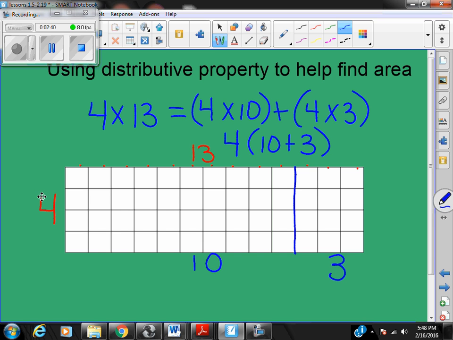So 4 times 10, which we know is 40, and 4 times 3, which we know is 12. So 4 times 13 is the same as 40 plus 12, which is 52. 52 square units, because they didn't designate if it was inches or centimeters. And so that's kind of using the distributive property to help you find the area of a larger rectangle or 2 smaller rectangles.